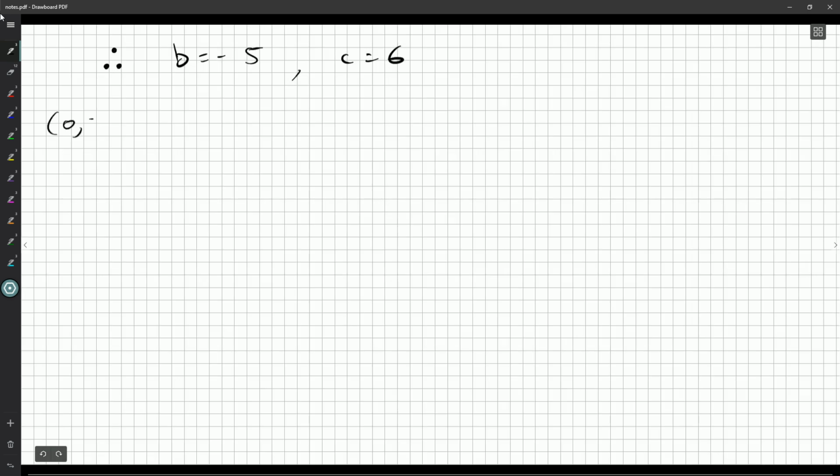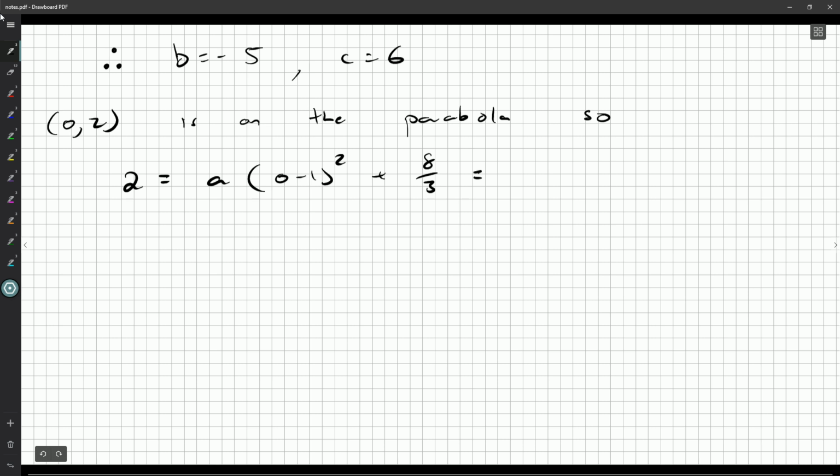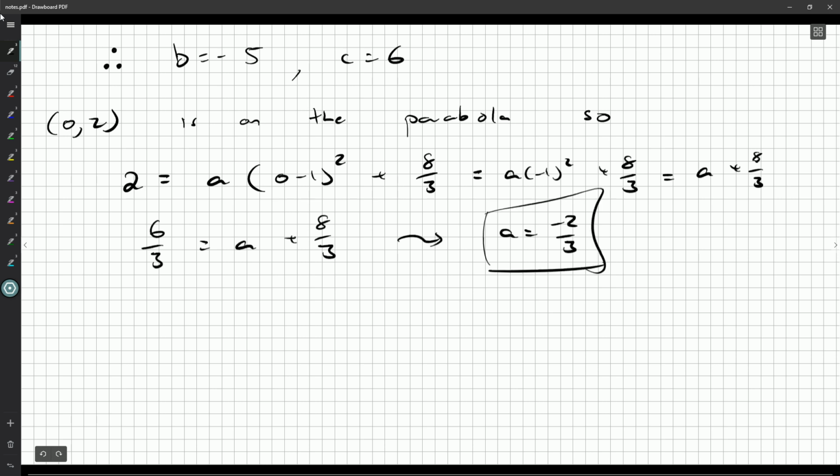Let's say, we just got to explain it. (0, 2) is on the parabola. So we know the y-coordinate 2 is a(0 − 1)² plus, I think it was 8/3. Let's just double check. x minus 1 squared. Okay, we're good. So that's really a times (−1)² plus 8/3. And (−1)² is just 1, so this is 8/3 plus a. I'll change 2 into 6/3. And we can see a is negative 2/3. Okay, put a nice little box around it, nice and clear.